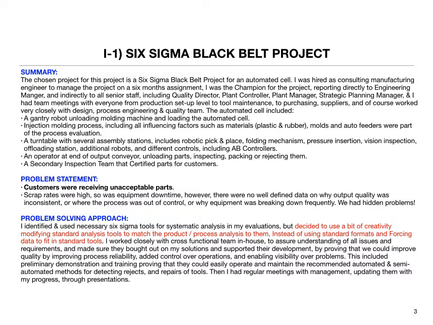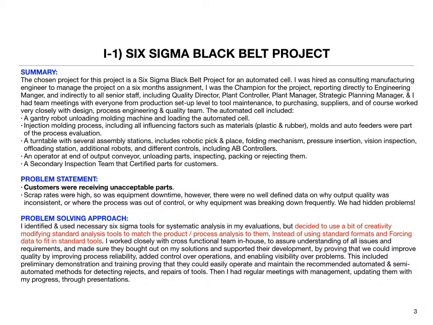Okay, first section, step 1: Six Sigma Black Belt Project Summary. The chosen project is a Six Sigma Black Belt project for an automated cell. I was hired as a consulting manufacturing engineer to manage the project on a 6-month assignment. I was the champion for the project, reporting directly to the engineering manager and indirectly to all senior staff, including the quality director, plant controller, plant manager, and strategic planner manager.